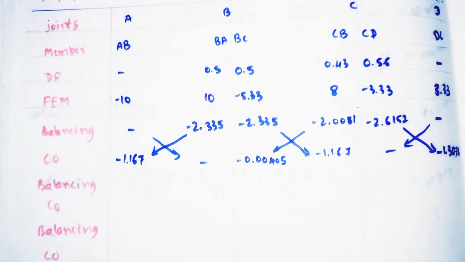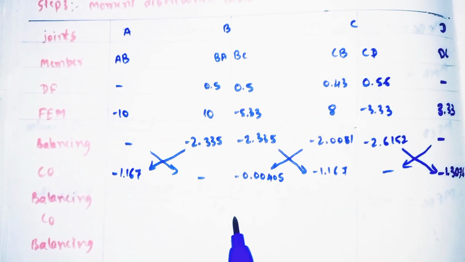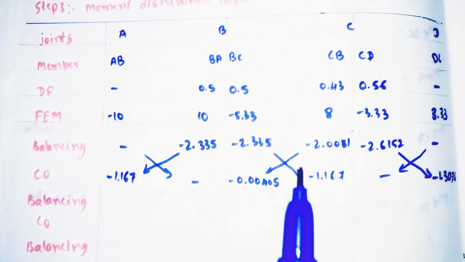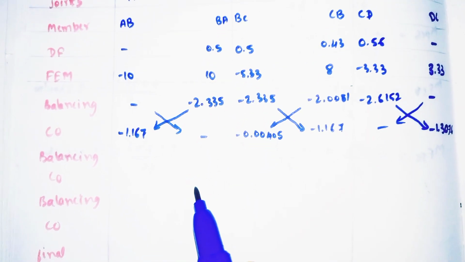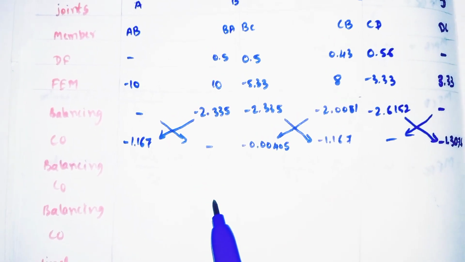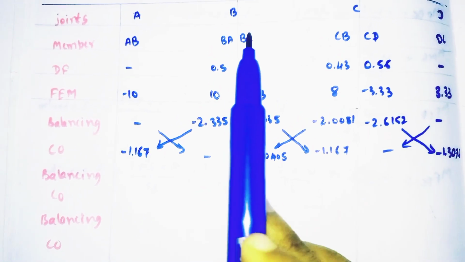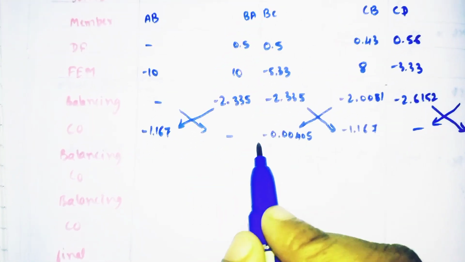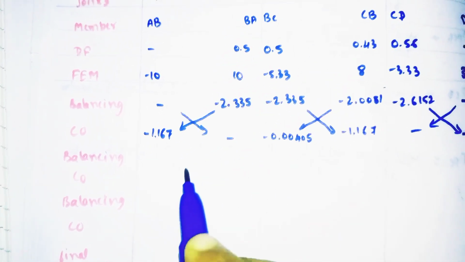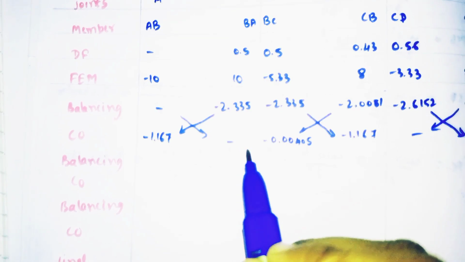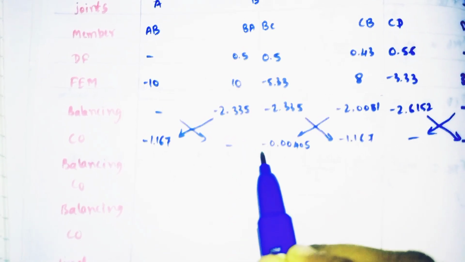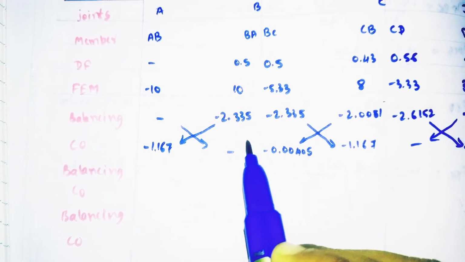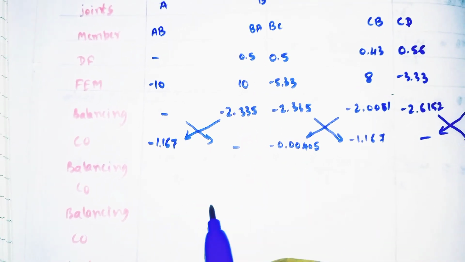So again our aim is to get the moments at joints B and C to 0. We'll keep on doing this until the moment at joints B and C is 0. Till now we are not getting it, so we need to do the same step here. Again we add these two, change to the opposite sign, then multiply by the distribution factor. Same process we have to do.